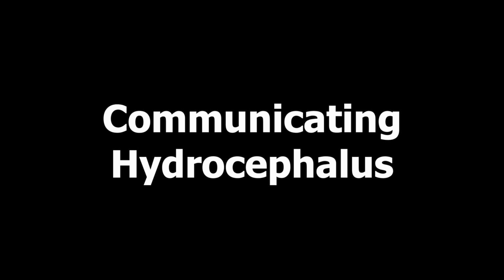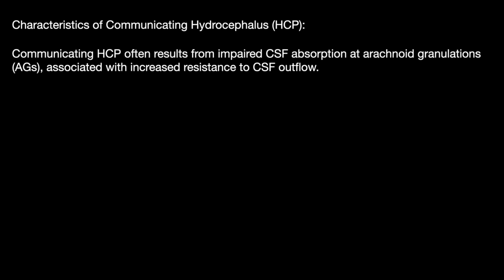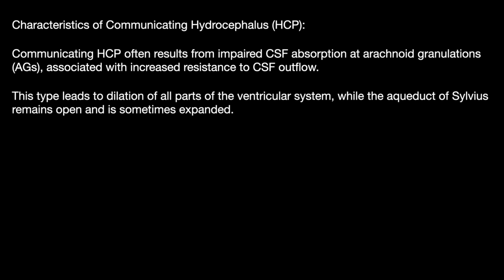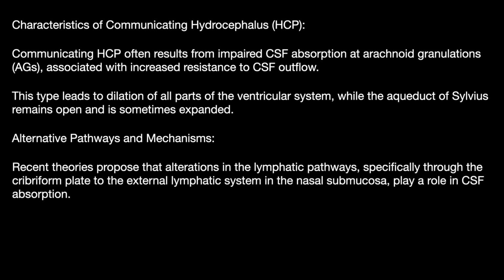Next, what we have is called communicating hydrocephalus. In this, there is no obstruction, but there is decreased absorption in the arachnoid granulations. This type of obstruction leads to dilatation of the ventricular system, while the aqueduct of Sylvius remains open and is sometimes expanded. Now, recent theories propose that alteration in the lymphatic pathway, specifically through the cribriform plate of the external lymphatic system in the nasal submucosa, plays a role in this.